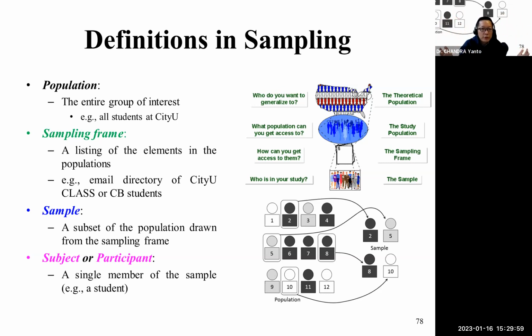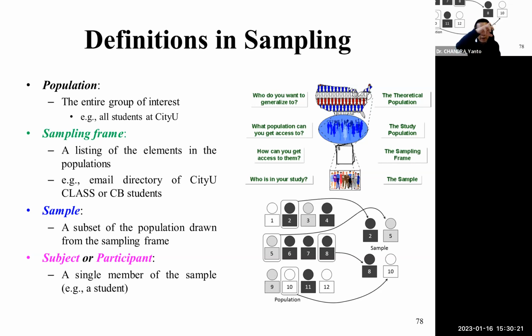So you want to know what is CTU's success in getting jobs. You can look at it in terms of the CLASS or the CB students in terms of their ability to get a job. That's the sampling frame. You send out the survey to get a sample and you have the participants. So basically in samples, first of all, you have 1, 2, 3, 4, 5, 6, 7, and 9, 10, 11.